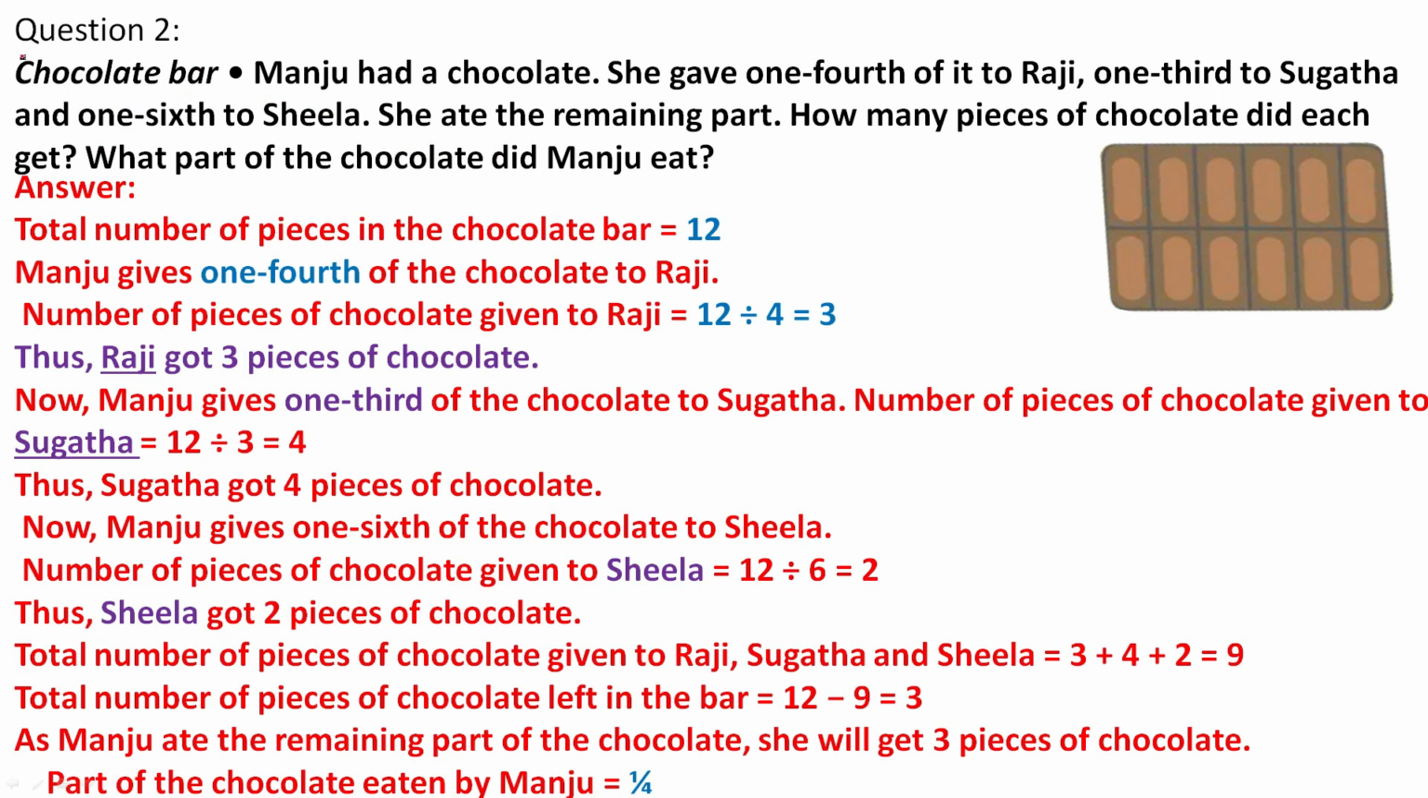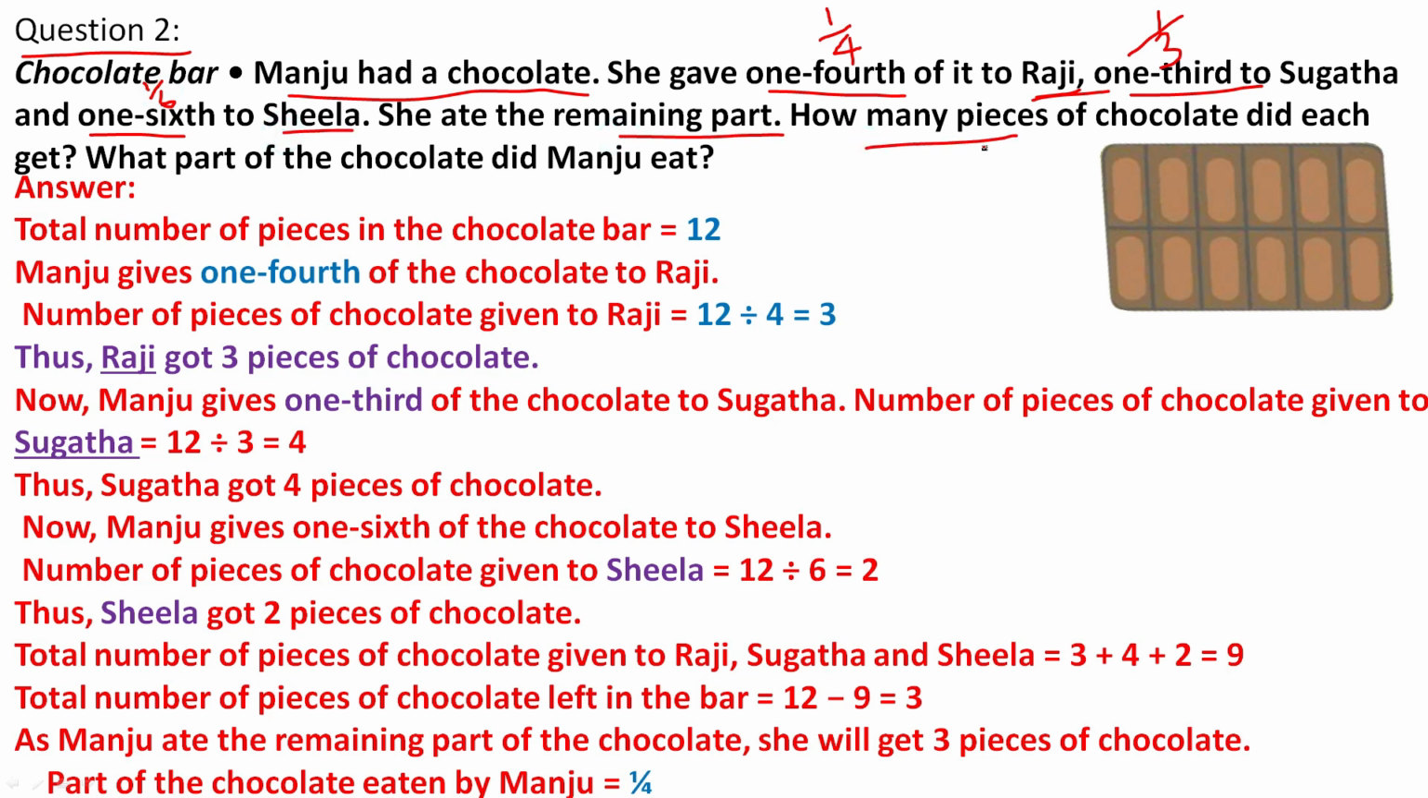Now question number 2. A chocolate bar. Manju had a chocolate bar. She gave 1/4 of the chocolate to Raji. So 1/4 means 1 out of 4 parts, one part she gave to Raji. 1/3 to Sugada, 1/3 means 1 by 3. And 1/6 means 1 by 6 to Sheila. She ate the remaining part.